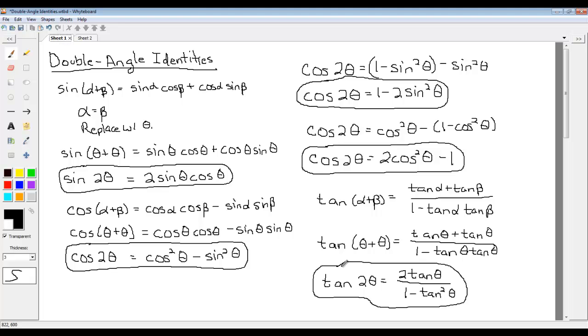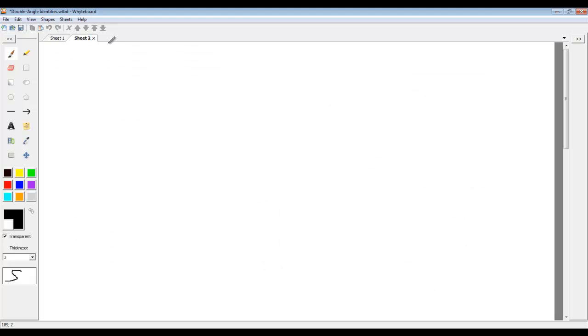Now let's take these and see some problems that we might have to do with them, like see where they might come in useful. Okay, let's start out with, what if we're given that the sine of theta is 8/17 and that cosine theta is less than 0. And we have to find sine of 2 theta, cosine of 2 theta, tangent of 2 theta.